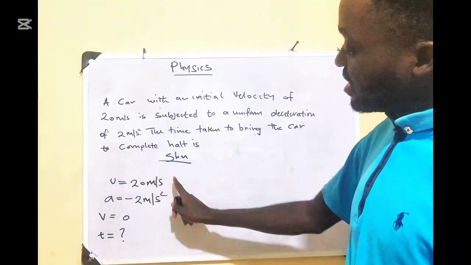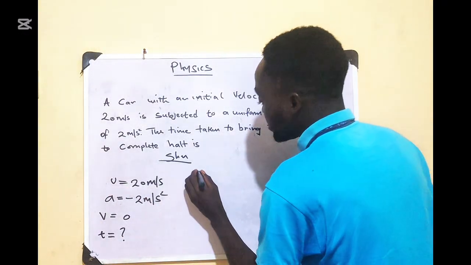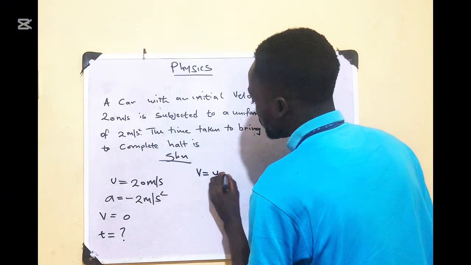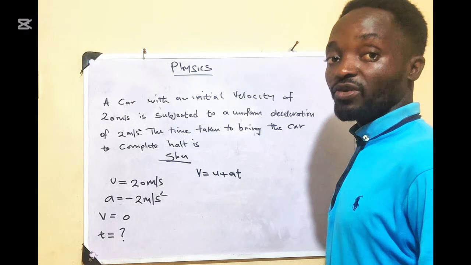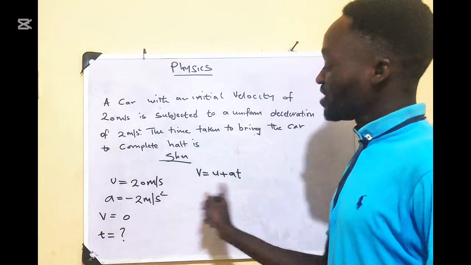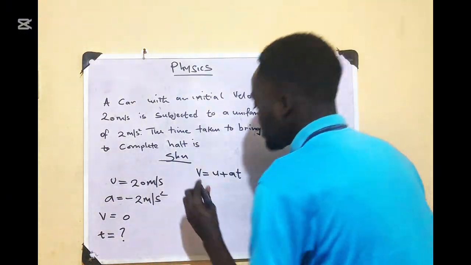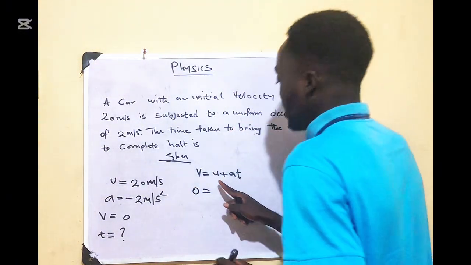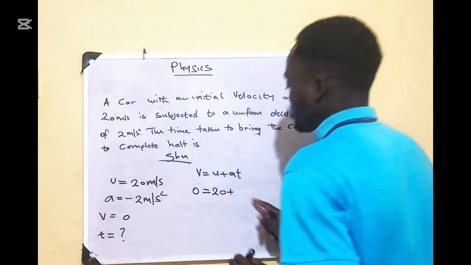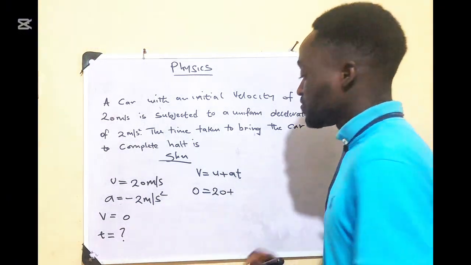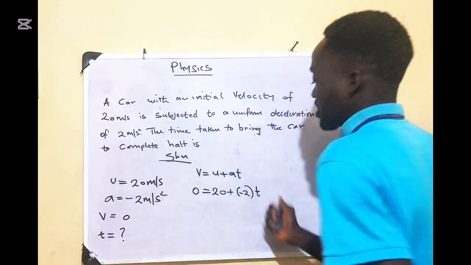So let's find a formula that we can use. From this data, we can use the formula v is equals to u plus at. This is the first equation of motion. With this we can find the time we are asked to calculate. So what is our v? v is given as 0, while u, the initial velocity, is 20. So we write 20 plus acceleration, which is negative 2, so negative 2 times t. We don't know t, so t is what we are asked to find.